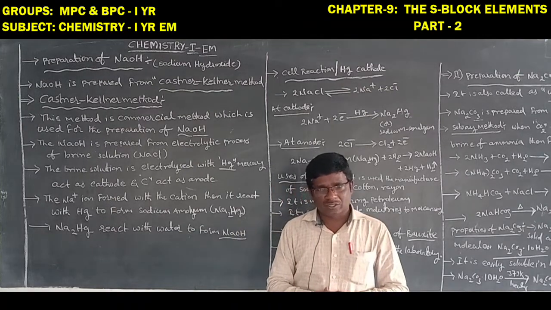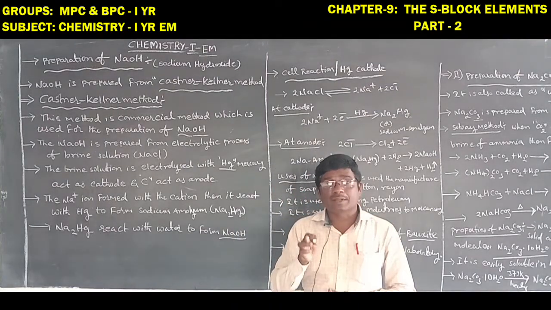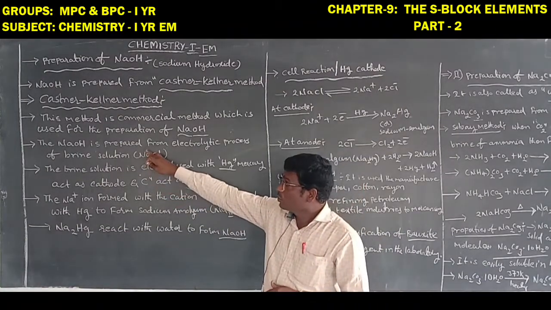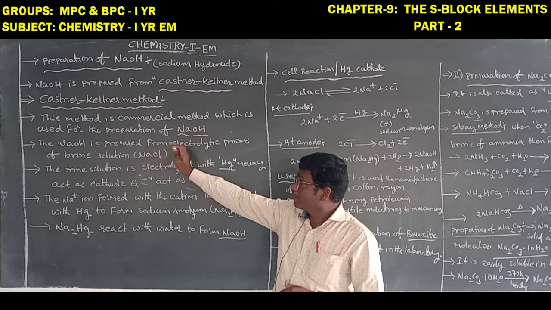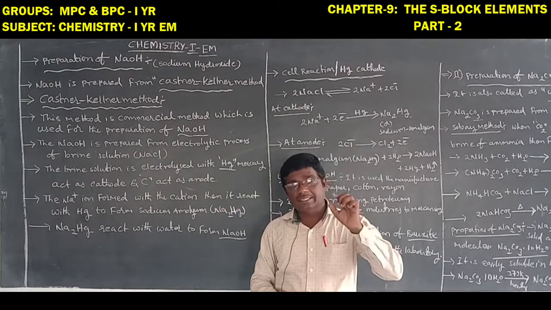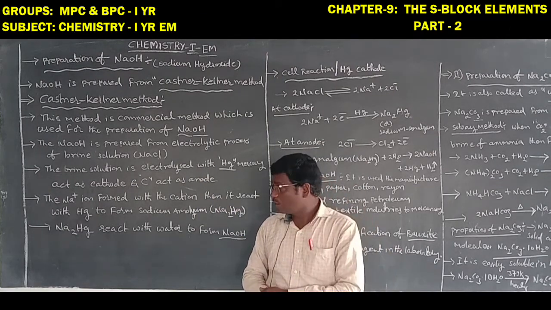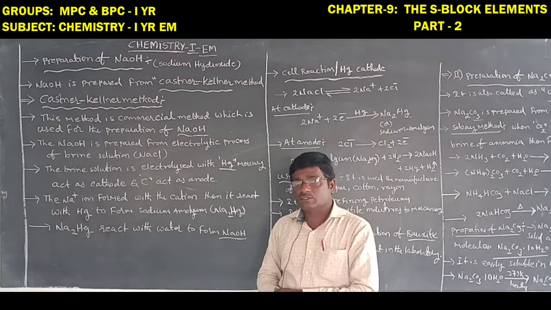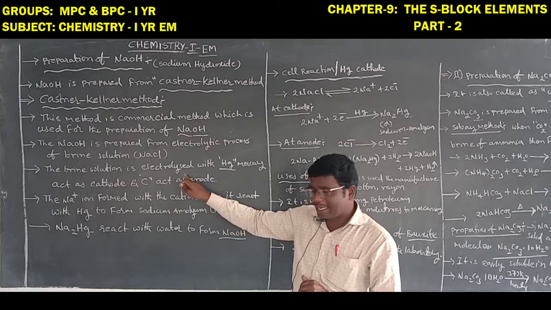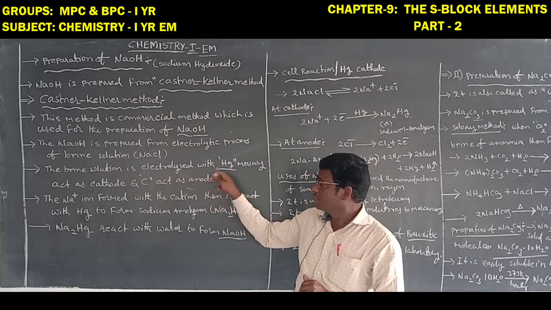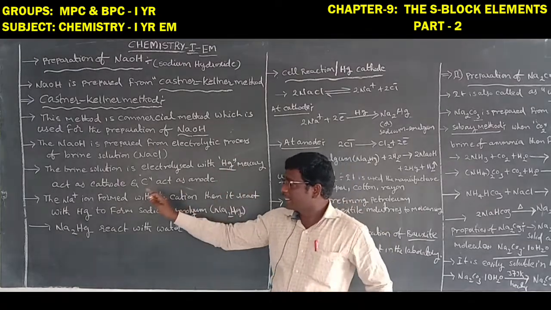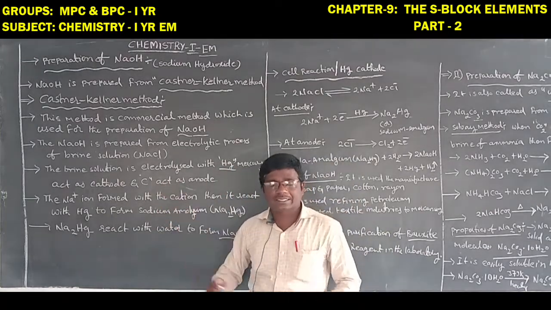Electrolysis of brine solution. The brine solution is passed through the electrolytic cell. Then the brine solution is electrolyzed with mercury. Hg is the symbol for mercury. Mercury acts as the cathode and carbon acts as the anode.